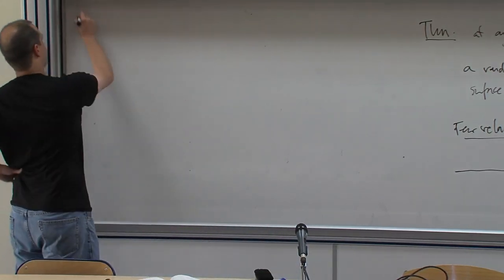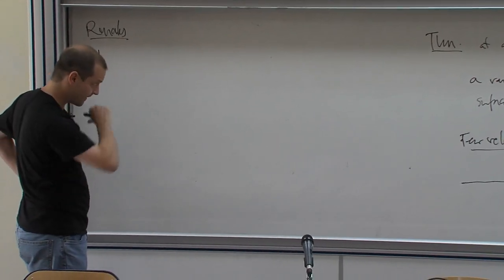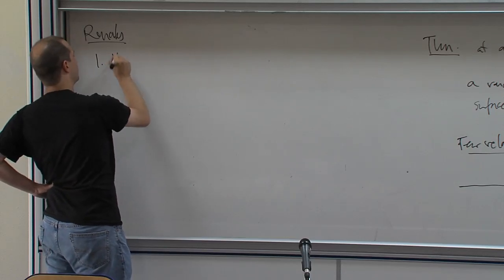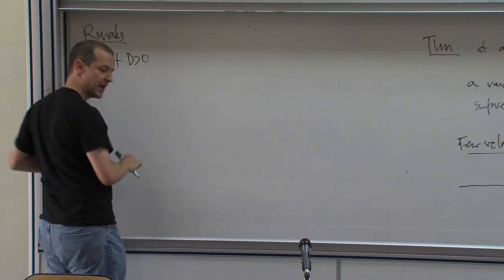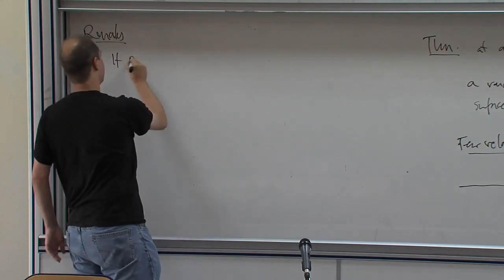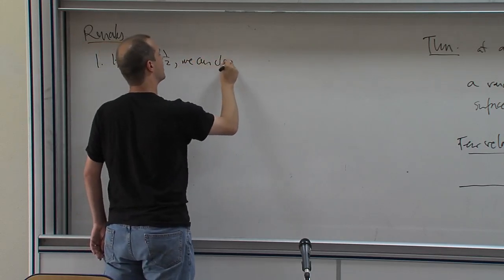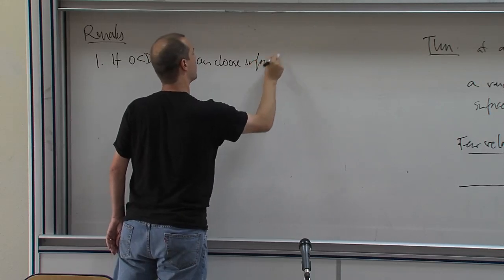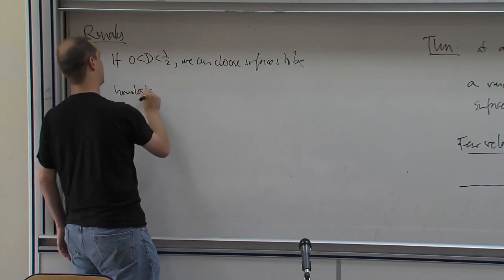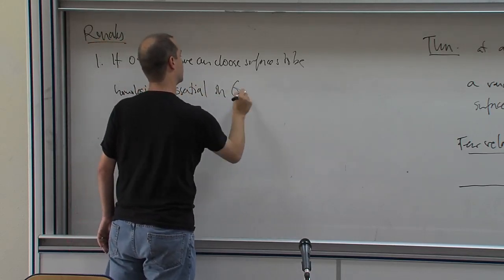So a few remarks. So one, if the density is strictly positive, and I guess I do mean less than a half, so if the density is strictly positive, we can choose these surfaces to be homologically essential in G.